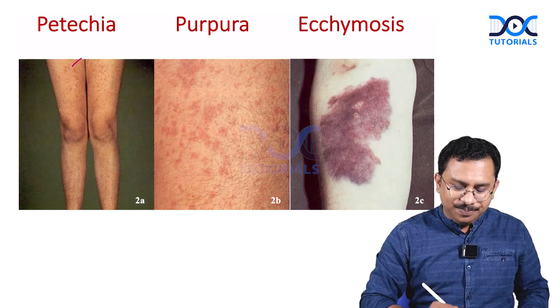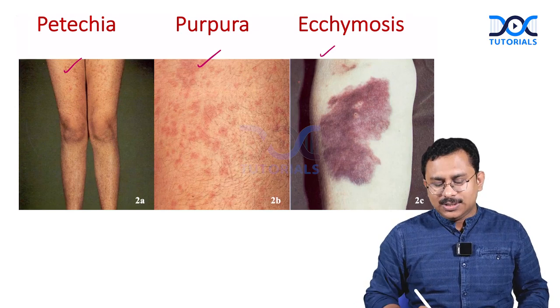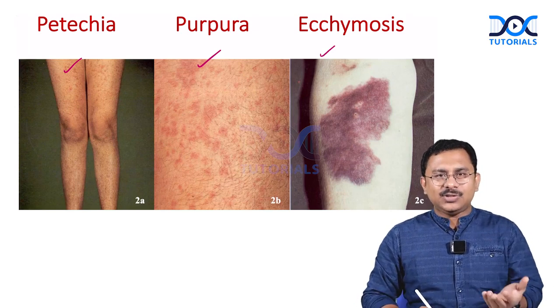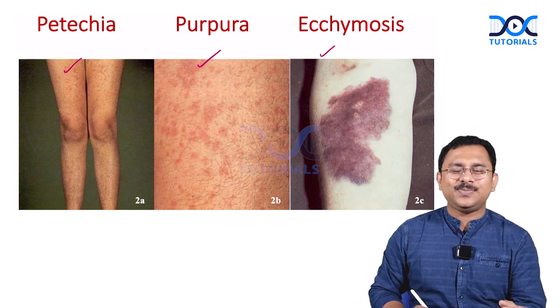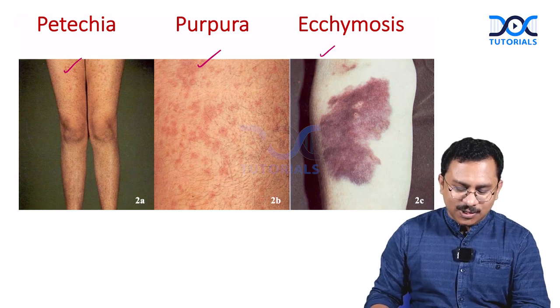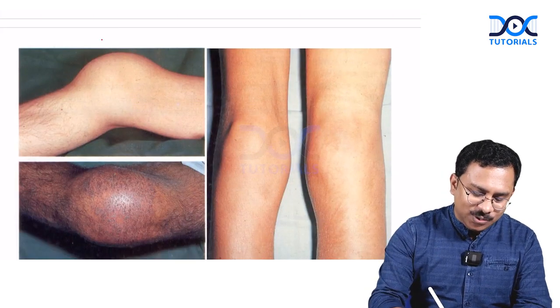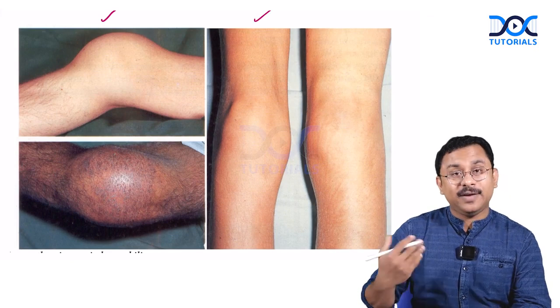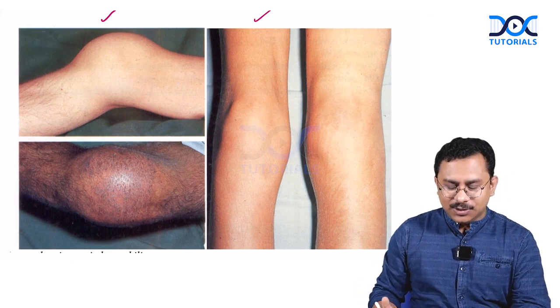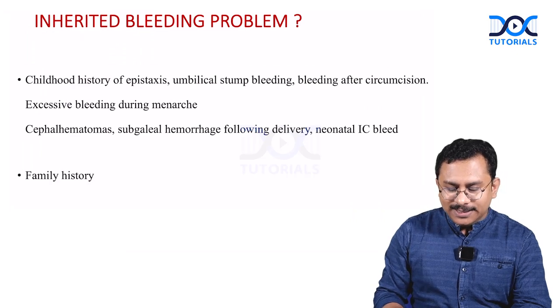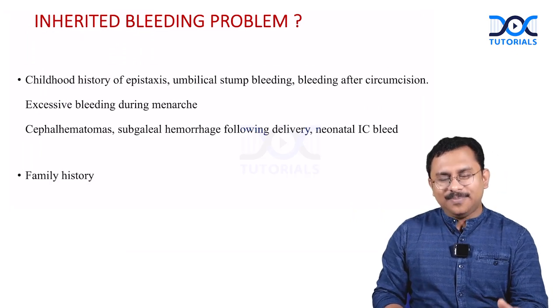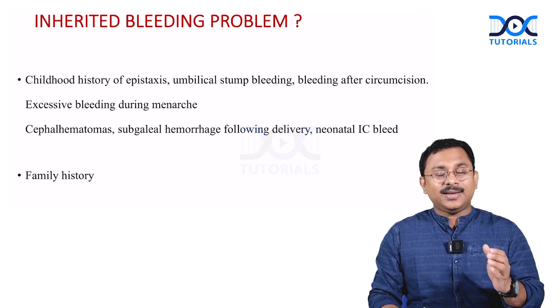These are petechiae, purpura, and ecchymosis, mostly suggesting a primary hemostatic disorder, except a deep ecchymosis, which may be seen in a secondary hemostatic disorder. Whereas if you get bleeding into the joints, bleeding into the muscles, it favors a secondary hemostatic disorder.